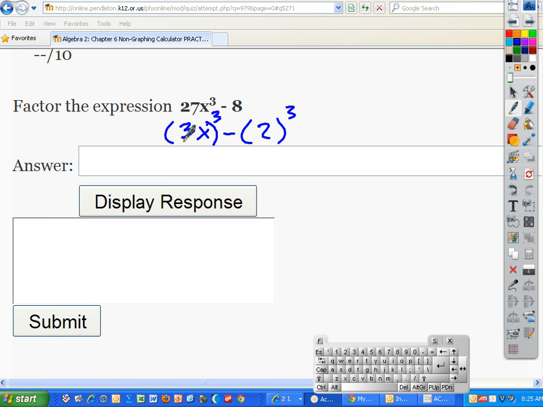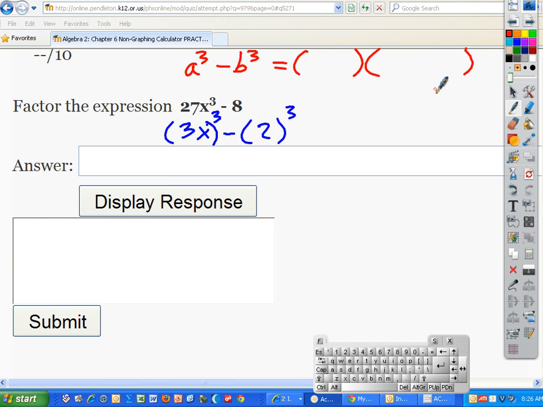Now we're just going to follow the pattern for a difference of cubes. You don't have to memorize this. I don't expect you to, that's fine. I want you to be able to use it. So what's a cubed minus b cubed? Does anybody remember what that pattern is? Remember, there's a small factor and a big factor.